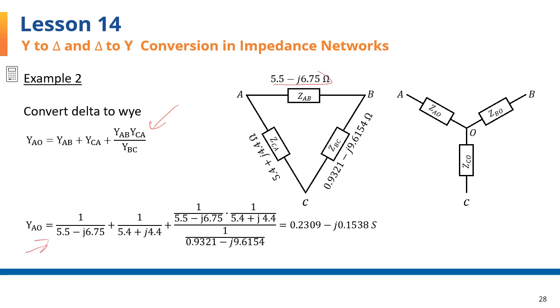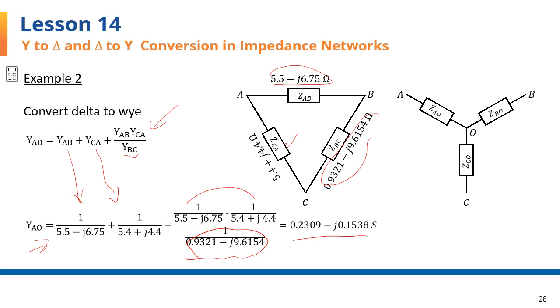1 over 5.5 minus J 6.75 is for that term. 1 over 5.4 plus J 4.4 is for this admittance. And the same two are multiplied by each other, divided by YBC, which would be 1 over this one. Now that shows in the denominator. Once you do this calculation, you should get this number, 0.2309 minus J 0.1538 Siemens, which is the unit for admittance.